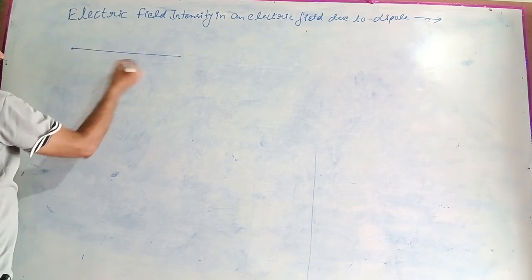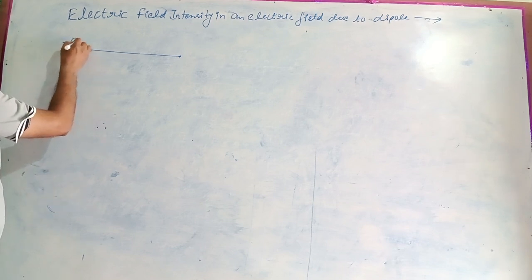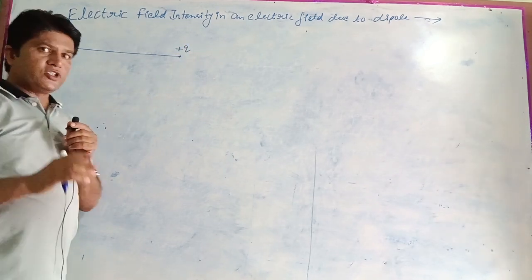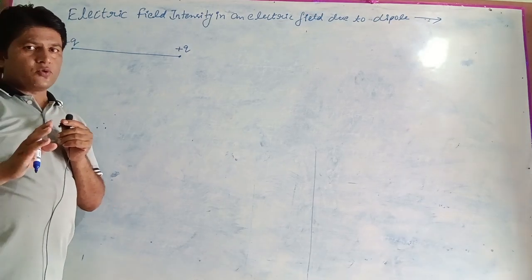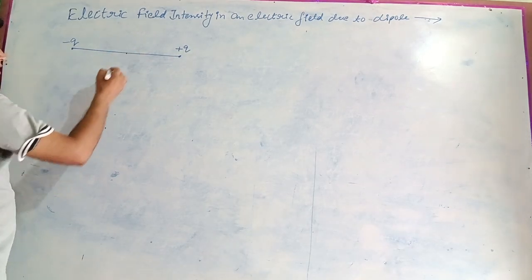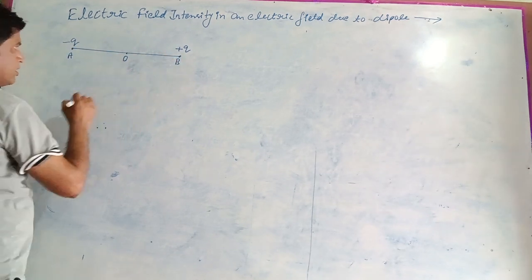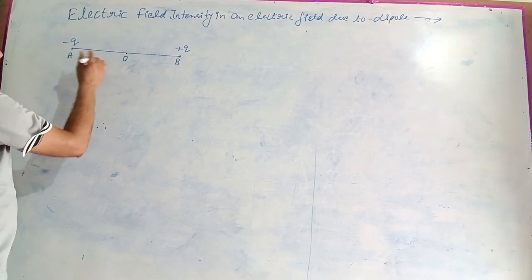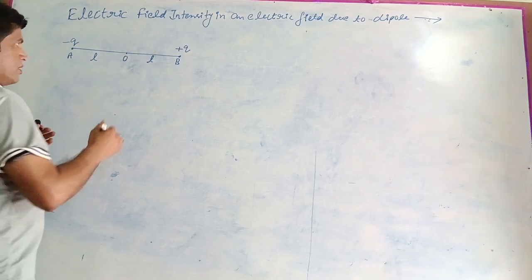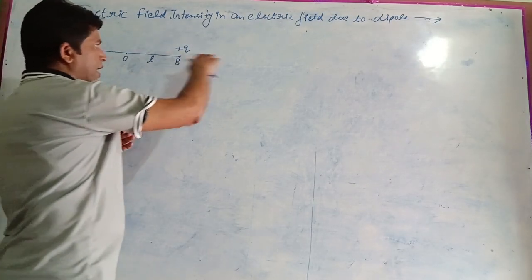It is a dipole, and as you know, a dipole is made with the help of a minus q point charge and a plus q point charge, and these charges are surely equal in magnitude but opposite in nature. The middle point of this dipole is O, and this point is A, and this point you may say B. The distance between OA and OB you may write as L, and this is also L. And we have to find the electric field intensity on the axial line.